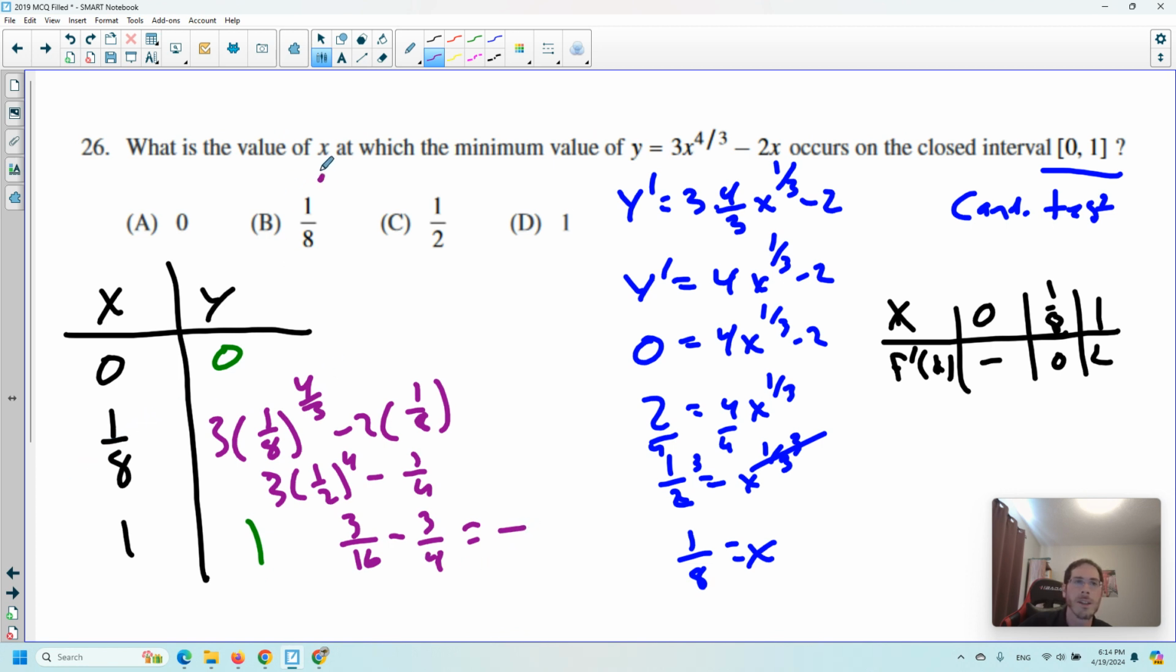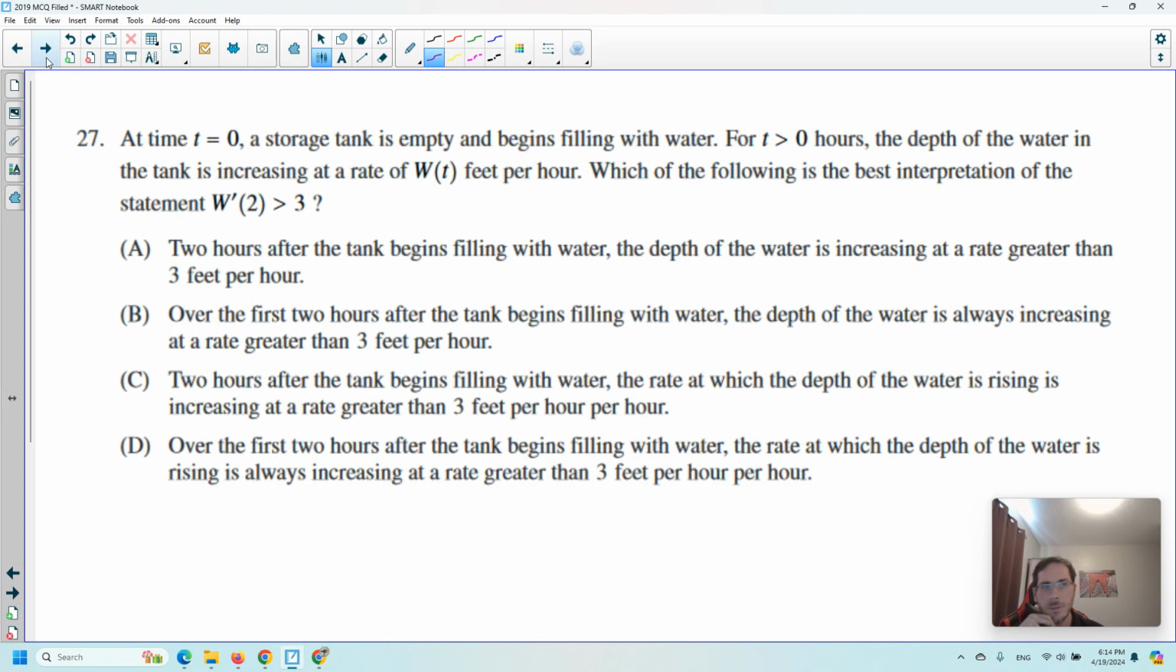So that is the value of x at which the minimum occurs, because that's going to be negative, and the other ones were 0 and a positive 1. 3/16 is less than 3/4. All right, a lot of words, but sometimes they're the easiest questions.